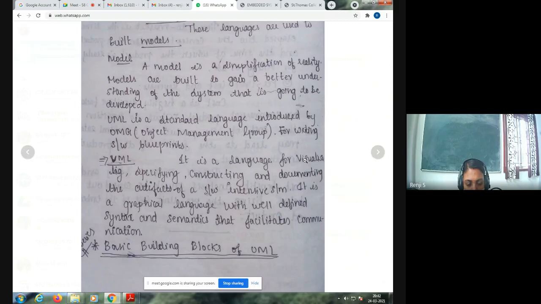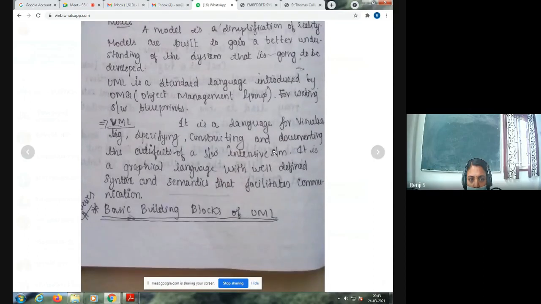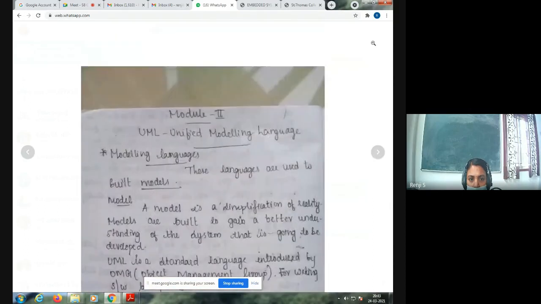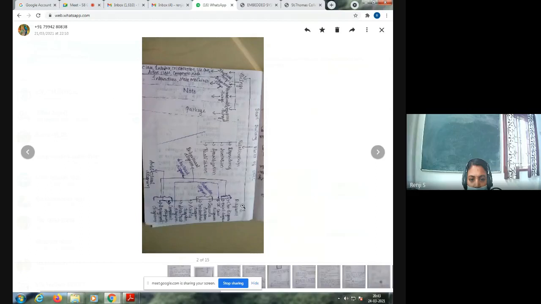To study the basic notations in UML, we first study the basic structure of UML, and the classification of UML. In general, we call it the basic building blocks of UML. This is one of the university questions. So what are the basic building blocks of UML? There are three basic building blocks for UML.